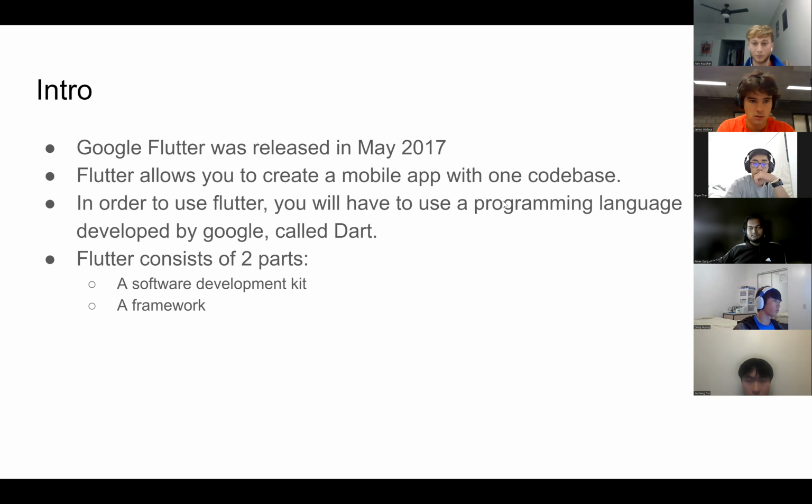Flutter consists of two parts: a software development kit, which is a collection of tools that are going to help you develop your app, and also a framework, which is a collection of widgets, buttons, text inputs, sliders, and all that.